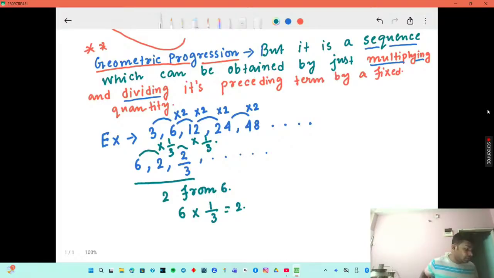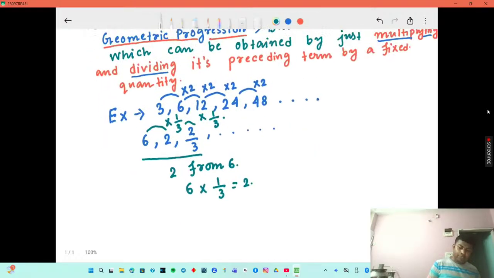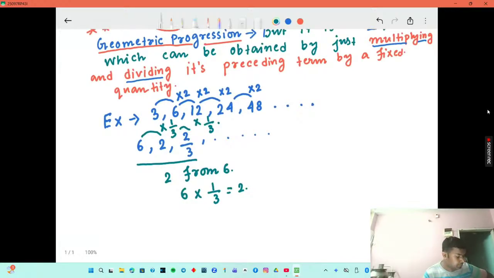So now I will tell you what the common ratio is. What is the common ratio? Common ratio is nothing but the fixed quantity which we are using to obtain the next term from the preceding term.